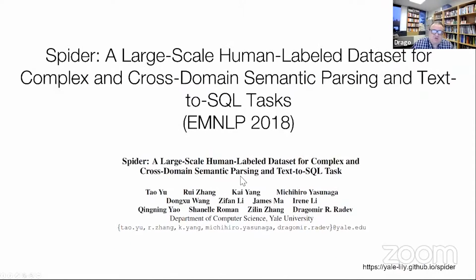So now I'm going to introduce our first paper in this sequence. This is a paper from EMNLP 2018, which started our project. The first author of this paper is Tao Yu, whose PhD was on the topic of semantic parsing for databases.